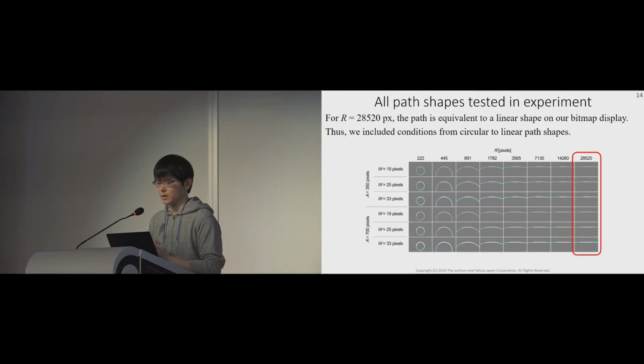The key point is the range of curvature radius values. The greatest radius was 28,520 pixels. In this largest curvature condition, the path was also drawn as a very large circle, but because we used a bitmap display, this largest circle was equivalent to a linear path on the display. So we tested a wide range of curvature parameters from circular to linear path.